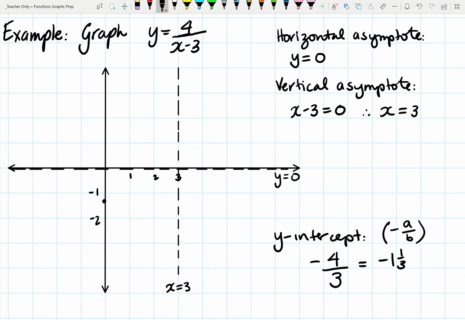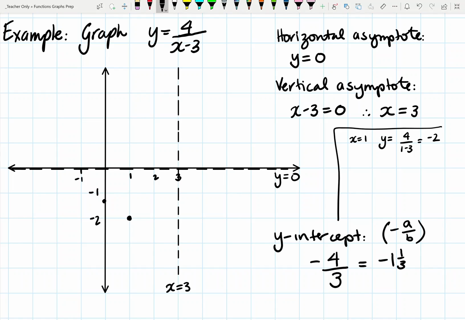And from there, we can plot some other points. So I'll just put it down over here. When x equals 1, y is going to be 4 on 1 minus 3, which is 4 divided by negative 2, which is negative 2. So here's 1, negative 2.